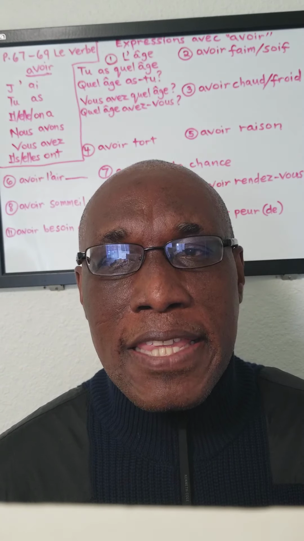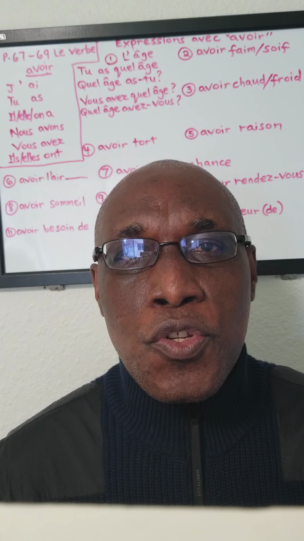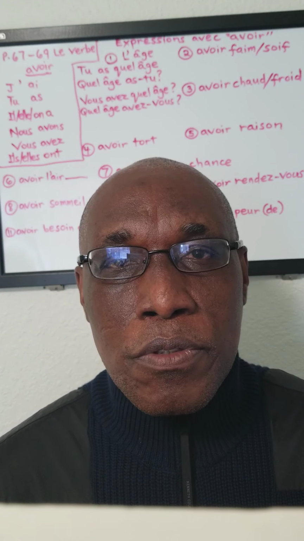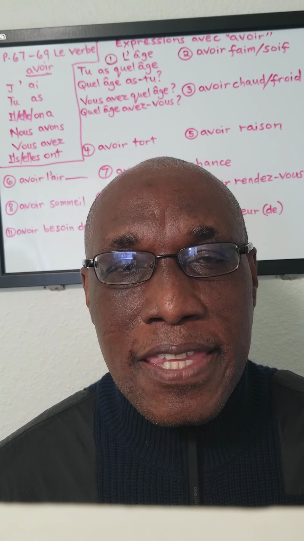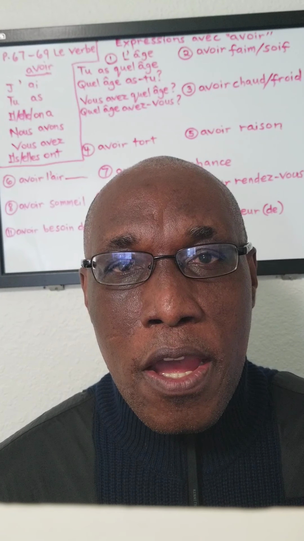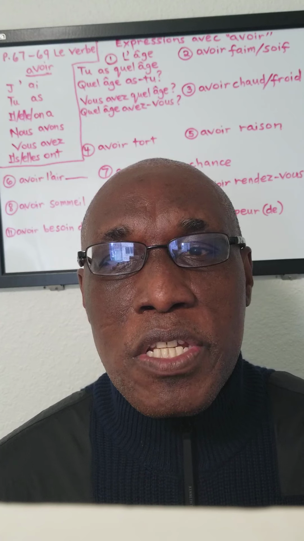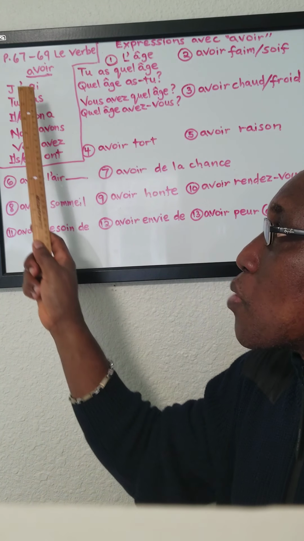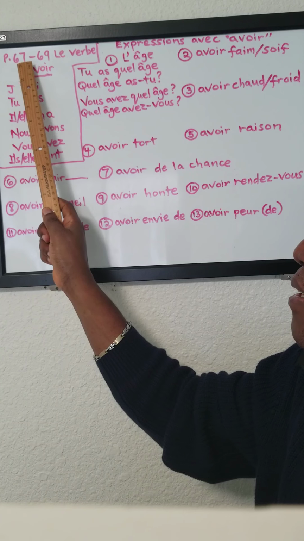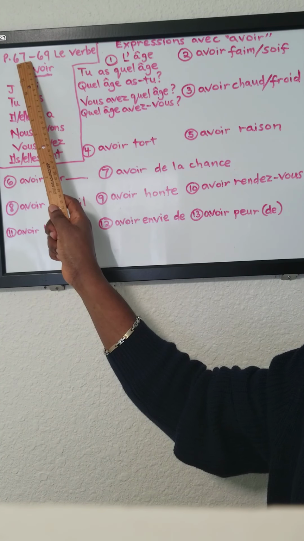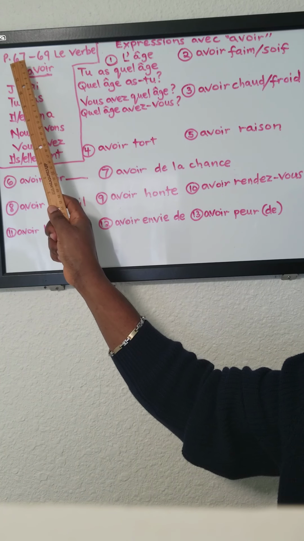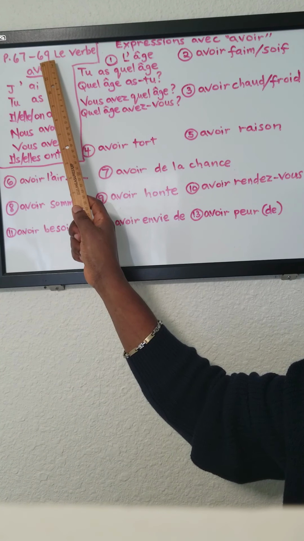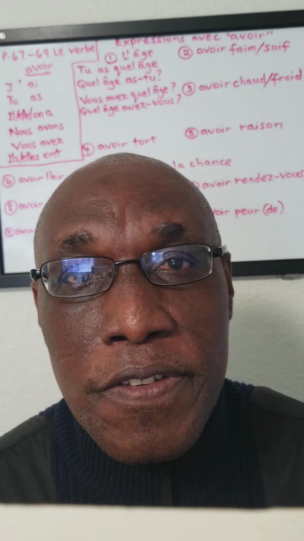So, just like être, the verb to be, avoir, the verb to have, should be studied on its own terms. It does not follow the ER rules. Okay, c'est à la page 67, de la page 67 à la page 69, de votre livre Vis-à-vis.